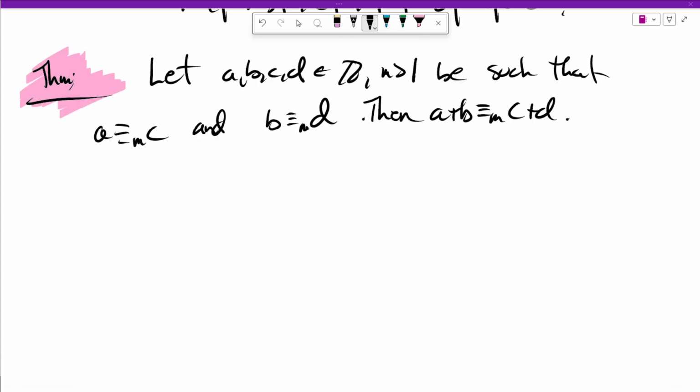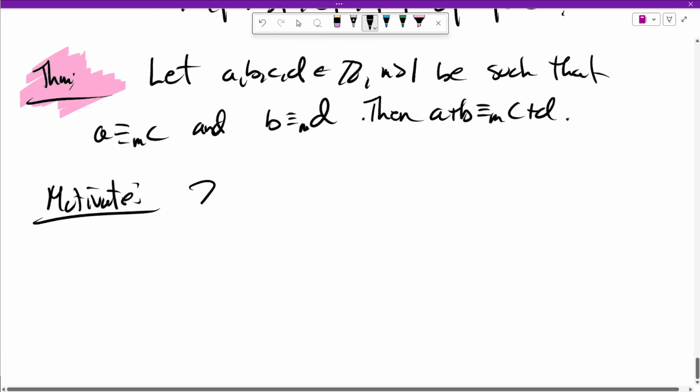In this theorem, we are going to show that addition makes sense modulo m. So let me just motivate this theorem real quick. Suppose we're working in Z modulo 5, and I want to add the equivalence classes... let's make it a little more interesting. Maybe I want to add the equivalence class 1 to the equivalence class 4.